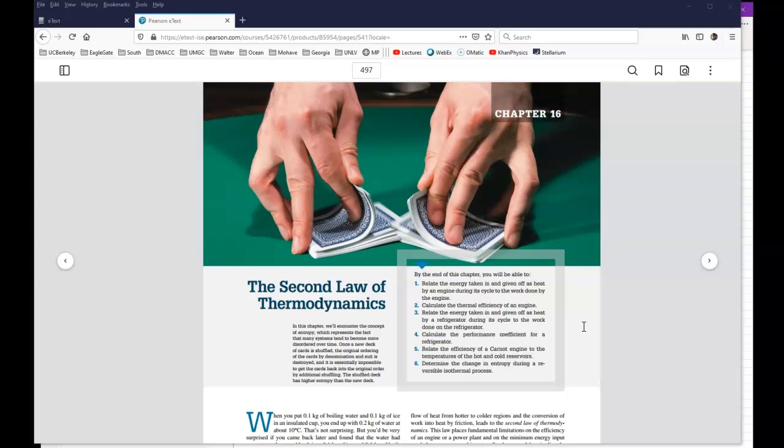And then we will devote the rest of the video lecture to solving problems. I have at least 3 problems, 2 of them for the homework and 1 as an example from chapter 15. So let's begin. We begin with the second law of thermodynamics.